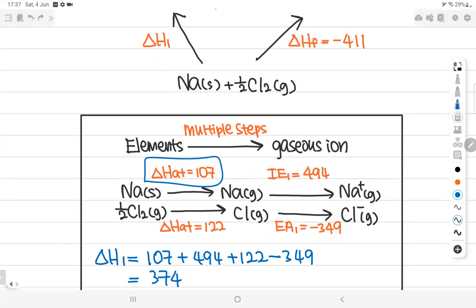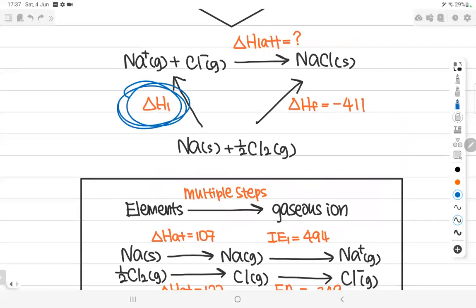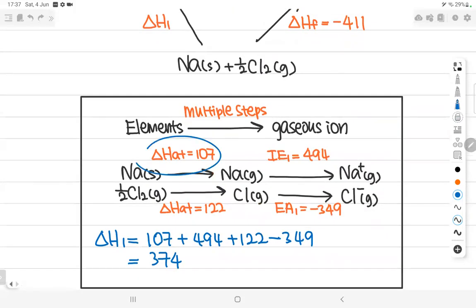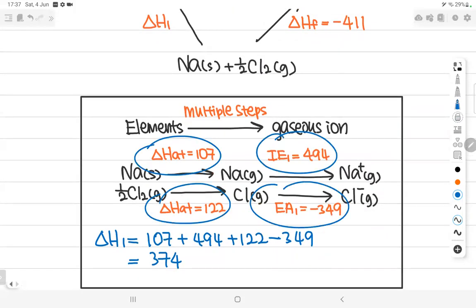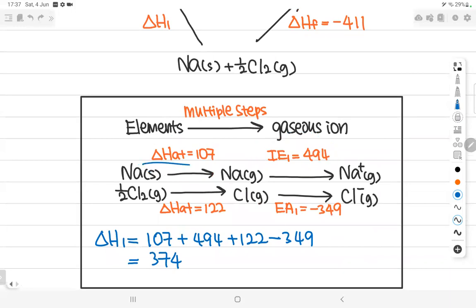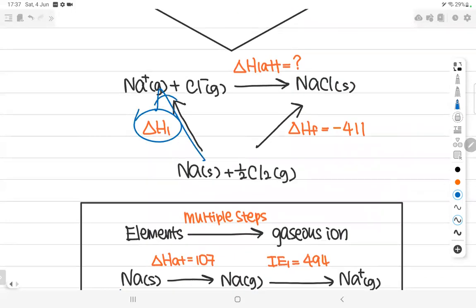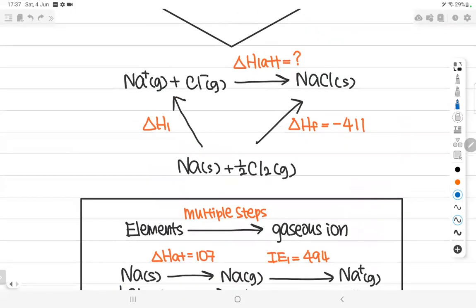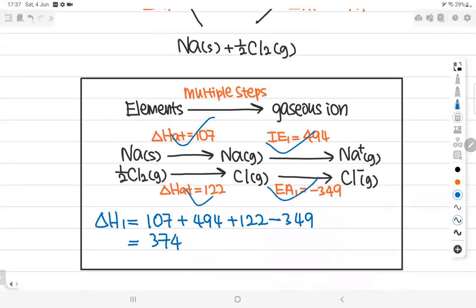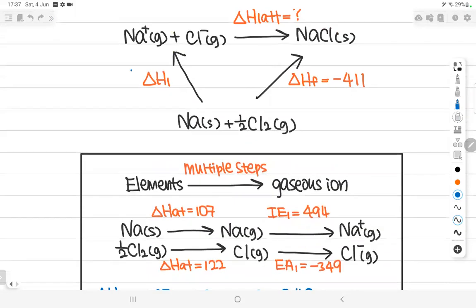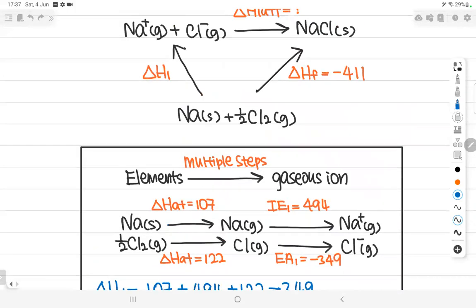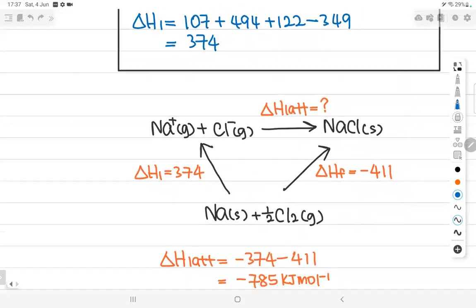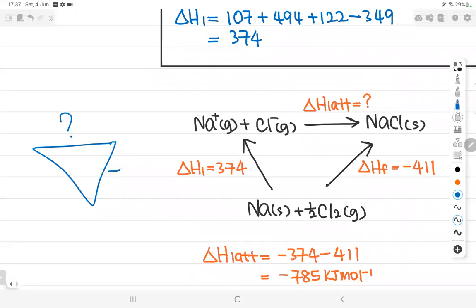So what you should do now is, if you want to get delta H1, just add all the red color numbers together. You will be able to get delta H1. So let's do it. If I add these 4 things together, I get 374. So now I get delta H1 already. Once you have delta H1, now the other triangle, you already know it. This is -411. This is 374. Now you can do your calculation.